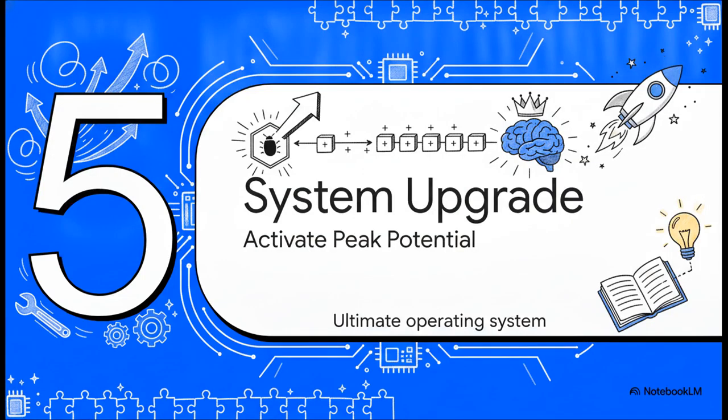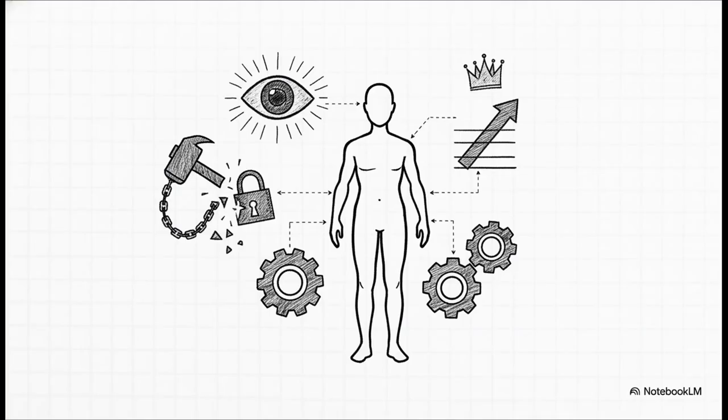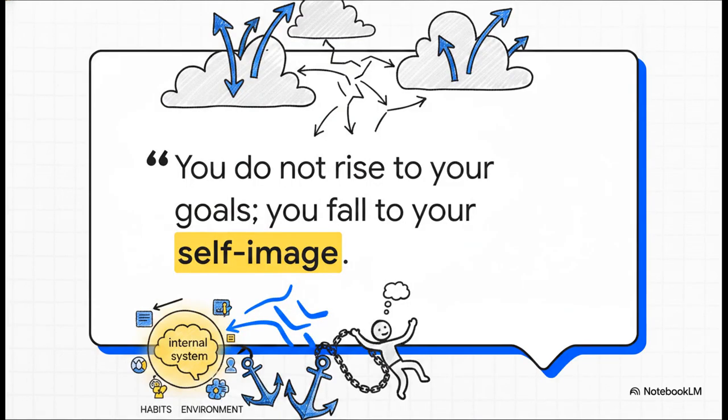Finally, Section 5, System Upgrade, Activating Peak Human Potential. The source material packages all this into a highly practical, execution-oriented model called the S.A.M.A.D.H.I framework. It stands for self-observation without judgment, assumption destruction, meaning engineering, aligned action, discipline by design, which means using your environment to help you instead of relying purely on willpower, high-leverage habits, and finally, identity elevation. Together, these 7 components are the ultimate daily microhabits that actually compile your brand new operating system. It's literal inner engineering. You do not rise to your goals. You fall to your self-image.